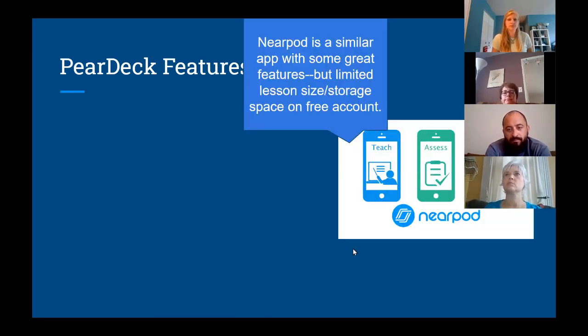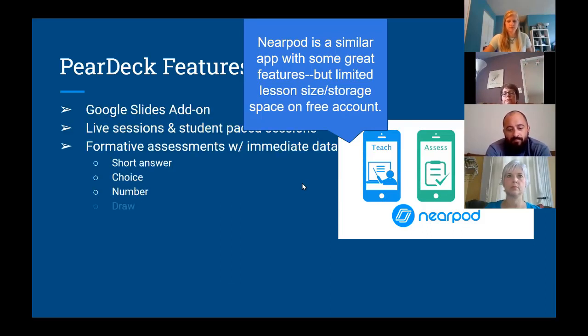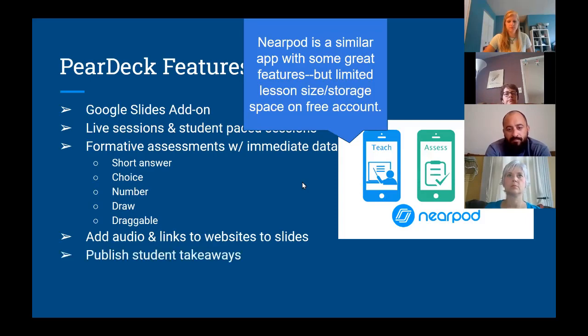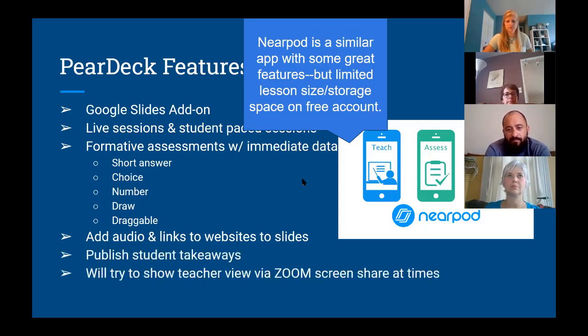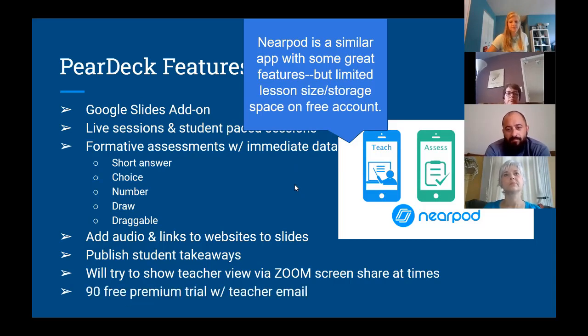An alternative to Pear Deck is Nearpod. I think it has much better capabilities and much better features. However, it's very limited on a free account. So if you have the possibility of getting this paid for, I think it's $120 for 12 months, and you can't pay month by month. It's just a one-time fee. So it's good to check out if you want more features than Pear Deck offers.